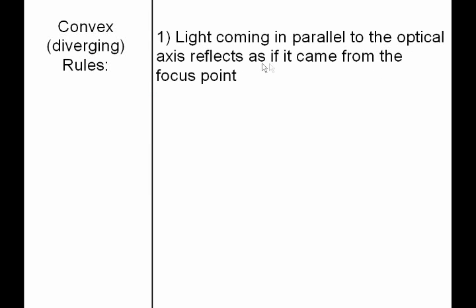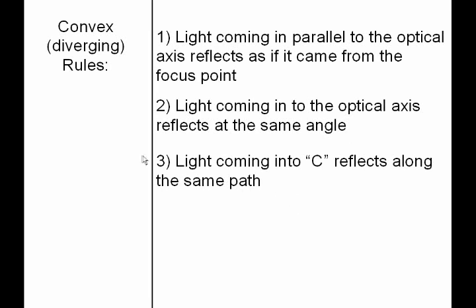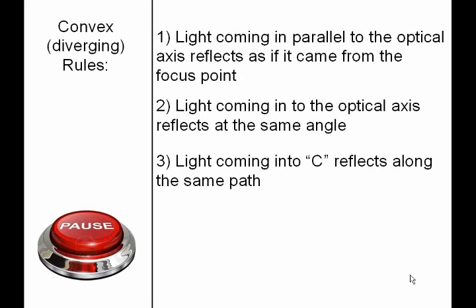Convex mirror rules. Light coming in parallel to the optical axis reflects as if it came from the focus point. Light coming into the optical axis reflects at the same angle. And rule number 3 is the same as the concave mirror. Light going into C reflects along the same path. Pause and copy.